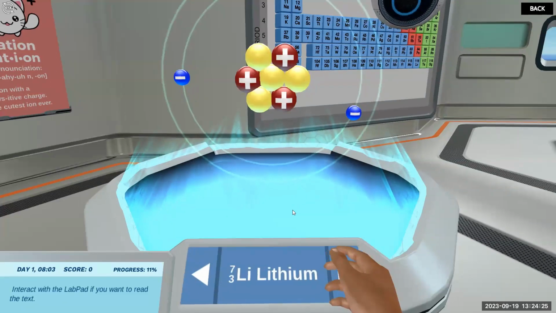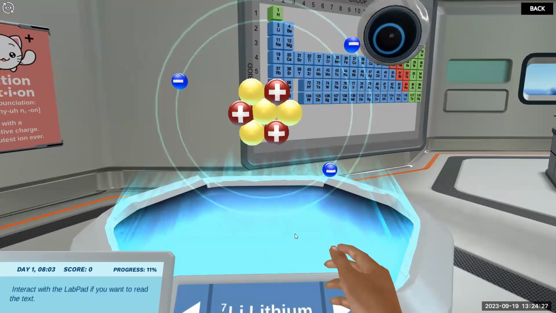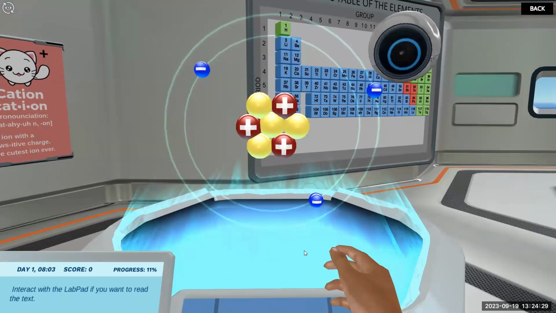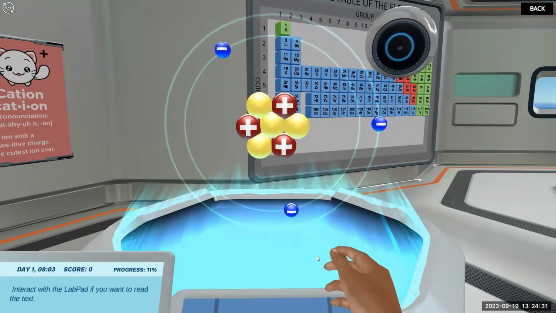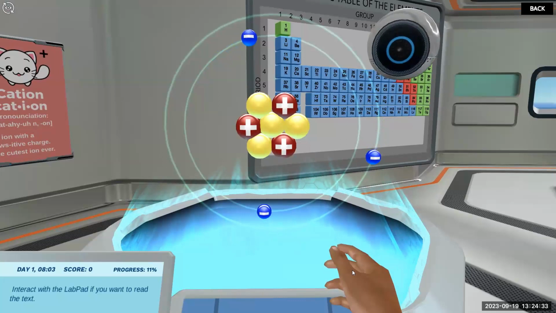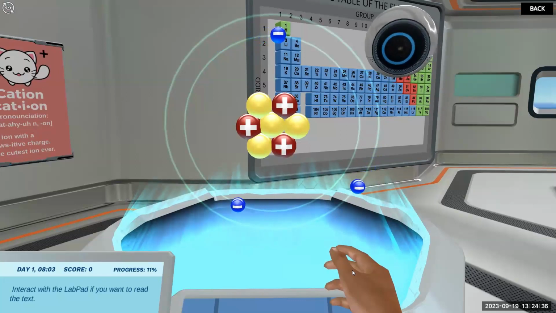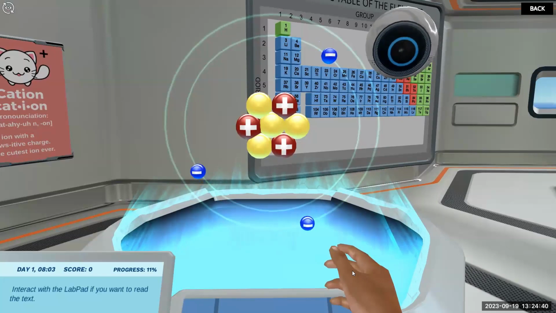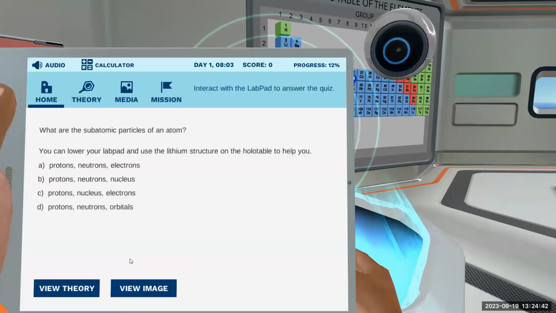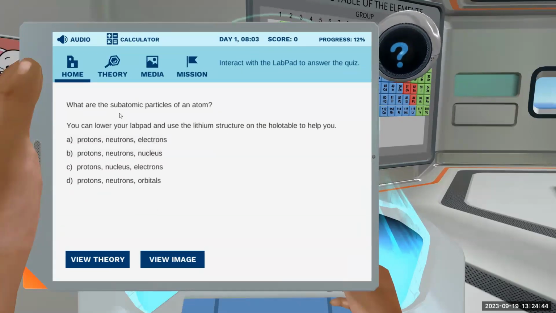In front of you is an atom of lithium. This atom has 3 protons and 4 neutrons in its nucleus, and 3 electrons are orbiting around it. And as I really appreciate a good fun fact, although lithium is a metal, it is soft enough to cut with a knife. What are the subatomic particles of an atom? You can lower your lab pad and use the lithium structure on the holotable to help you. Option A, protons, neutrons, electrons.